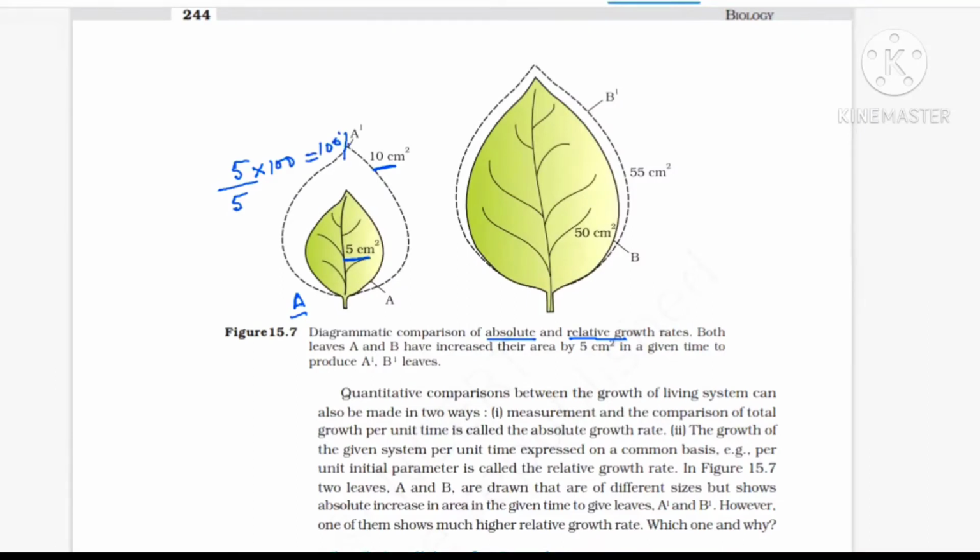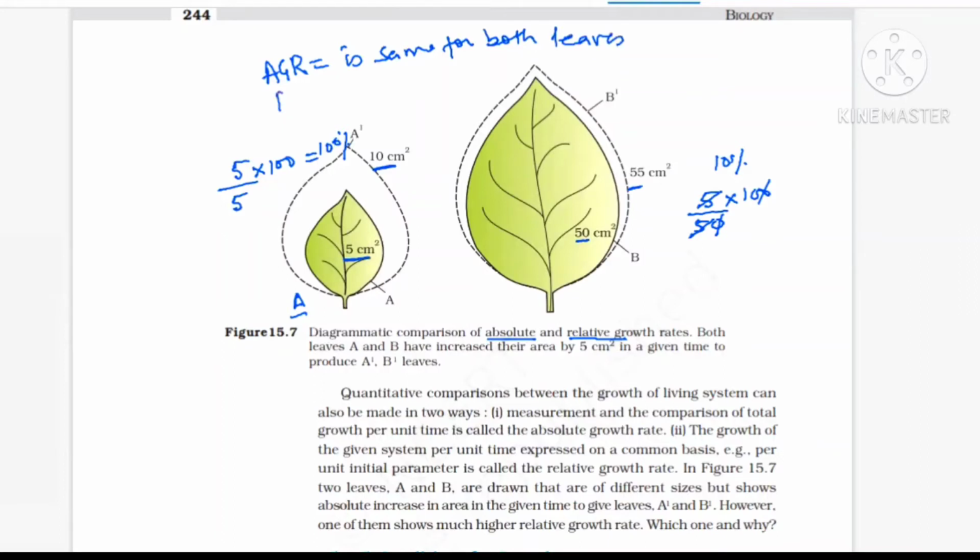Okay, now here check carefully. Here the initial is 50, it has become 55. The difference is 5, initial is 50, multiplied by 100. Is it clear? So you will find here only 10 percent. So if you see carefully, this is the formula for the relative growth rate. If you check, both are showing the same absolute growth rate. The absolute growth rate is the same for both the leaves. Both the leaves are showing an increase in size of only 5 centimeter. So it is the same for both leaves.